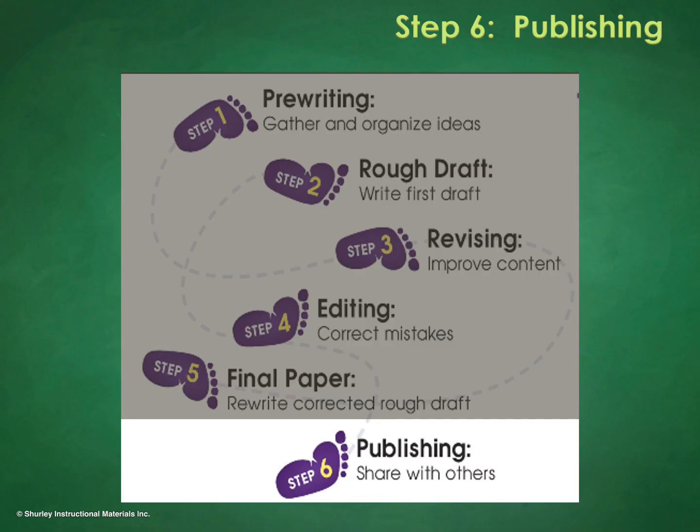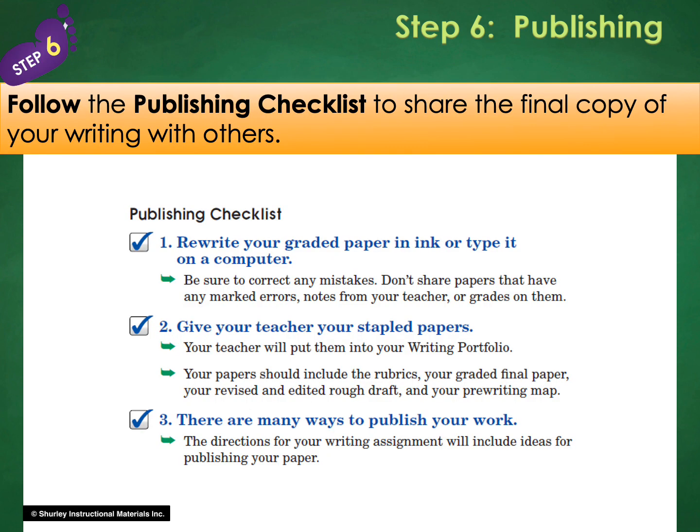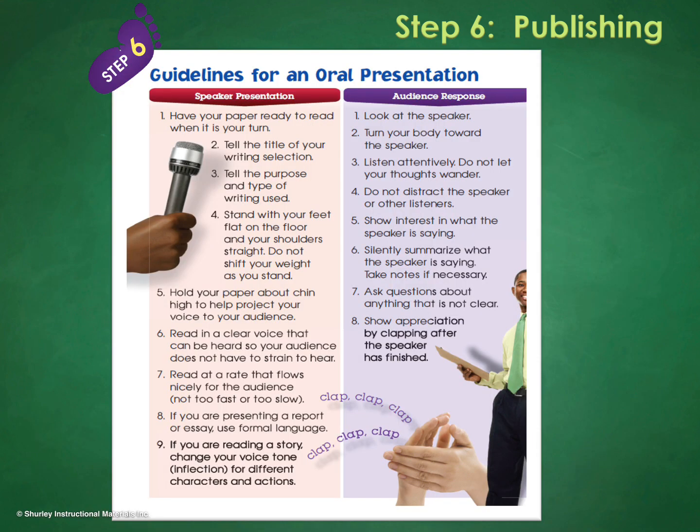Now it's time to take a look at the 6th step in the writing process, publishing. During this step, students will share their writing with others. The publishing checklist will help students know what to do in order to share their writing with others. An oral presentation is a natural way to share writing. Guidelines for an oral presentation are included in our curriculum.